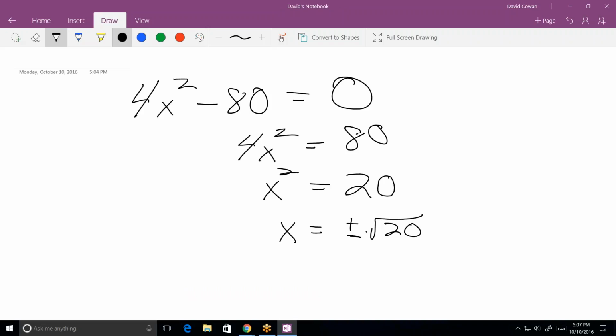Now, that's actually not simplified. How can I simplify root 20? To 2 square root 5.